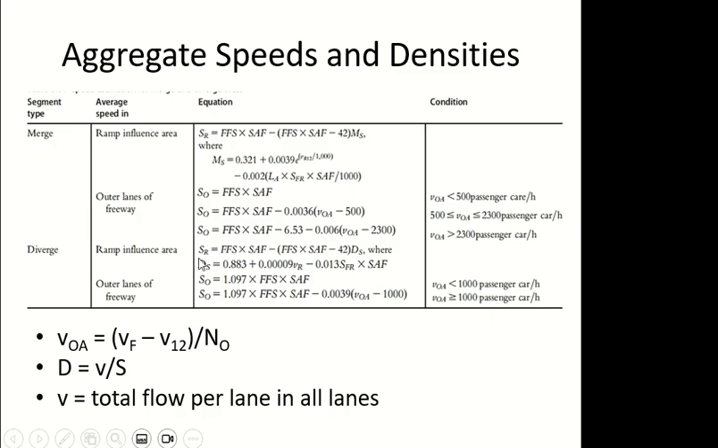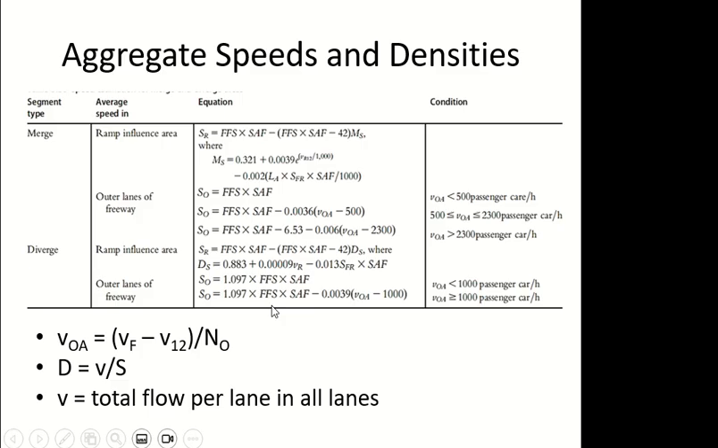For the diverge section, this is the equation for the first two lanes. You need Ds here, so this is the equation for Ds. VR means the flow rate on your ramp, on your own ramp. Then for the outer lanes, again you have to check these two conditions. If the flow in the outer lane is less than 1000, speed equals this. If it is more than 1000, speed equals this.